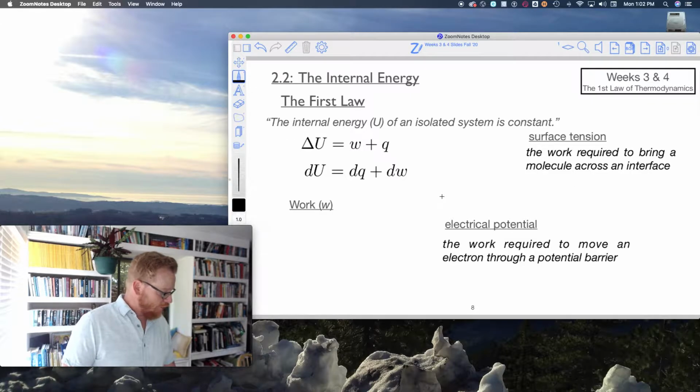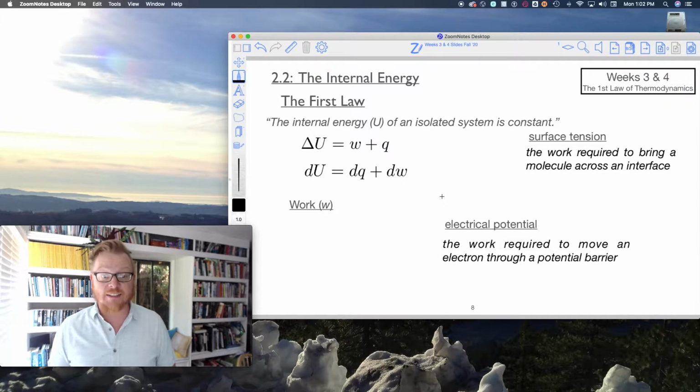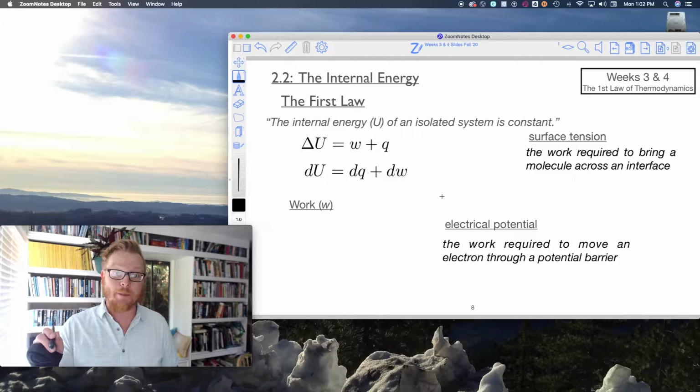All right. So the first law of thermodynamics says, don't talk about thermodynamics. No, I'm just kidding. That was a little Fight Club humor.